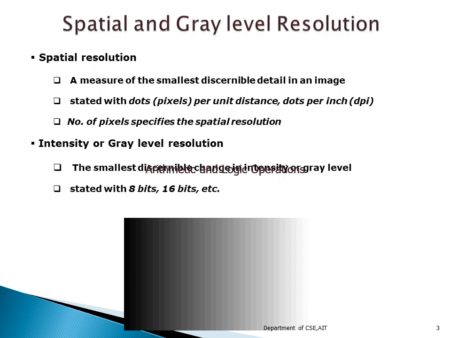The first one is the spatial and gray level resolution. So we have two types of resolutions. The first one is called the spatial resolution and the second one is called the gray level resolution. What is spatial resolution? The spatial resolution is the smallest recognizable detail in an image.